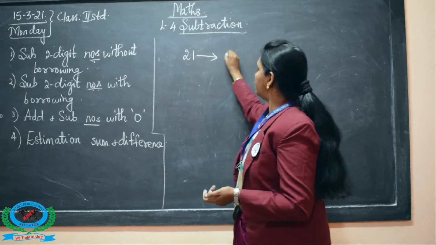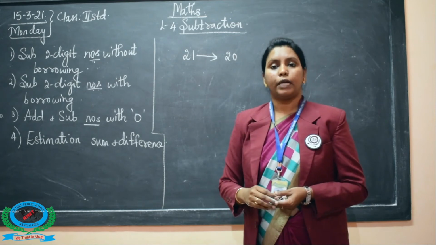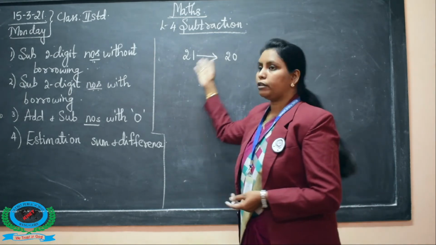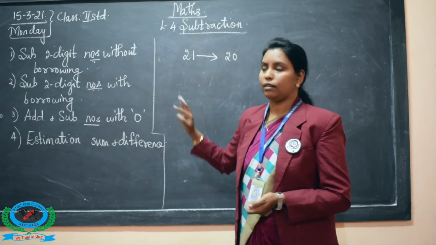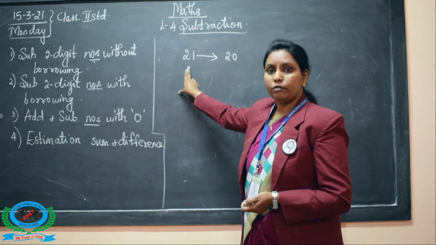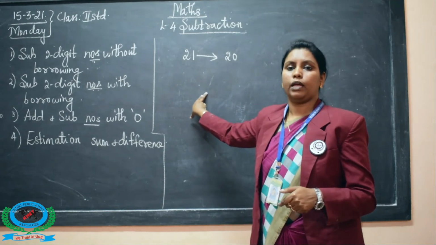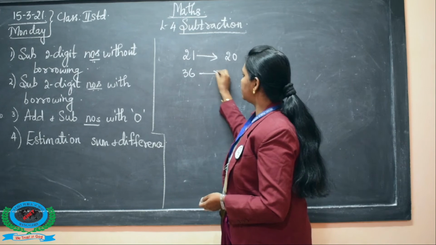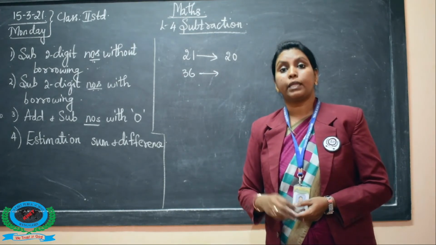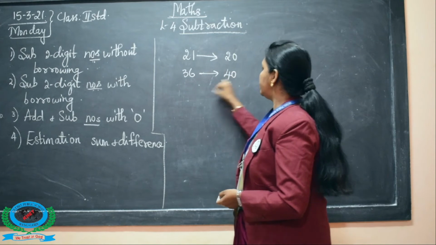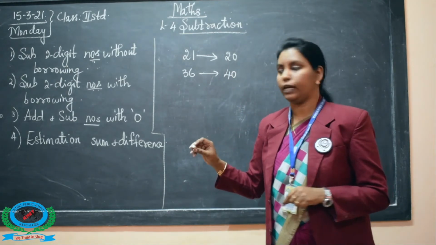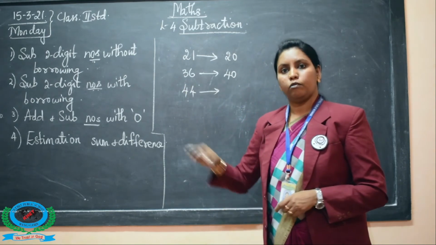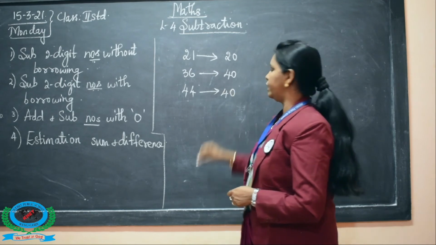We can round off this number to 20, because 20 is the nearest number to 21, isn't it? We can't write 25 or 30, that will be wrong. So the nearest number to 21 is 20. Rounding off a number is called estimation. For example, 36, what is the estimation for 36? It is 40, because it is near to 40. What is the nearest number to 44? For 44 also, it is 40 only.